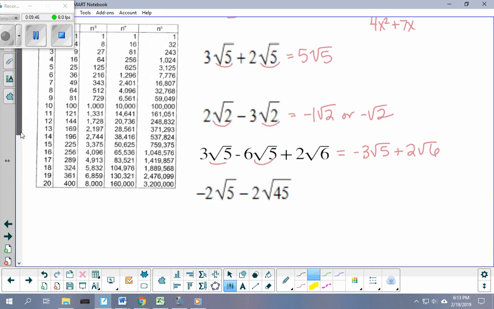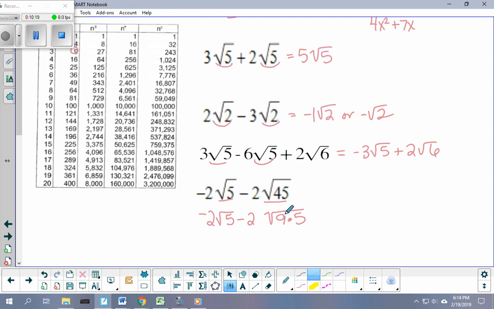All right. Here's another example. As we look at this, we have a root 5 and a root 45, and hopefully you're saying, well, you can't add those, they're not the same. However, we always want to make sure that we've simplified the roots. And the square root of 45 can be simplified. So we would write that as negative 2 root 5 minus 2 times the square root of, and we want to look at our chart again at our perfect squares here. 9 is a perfect square, so 45 would be written as 9 times 5.